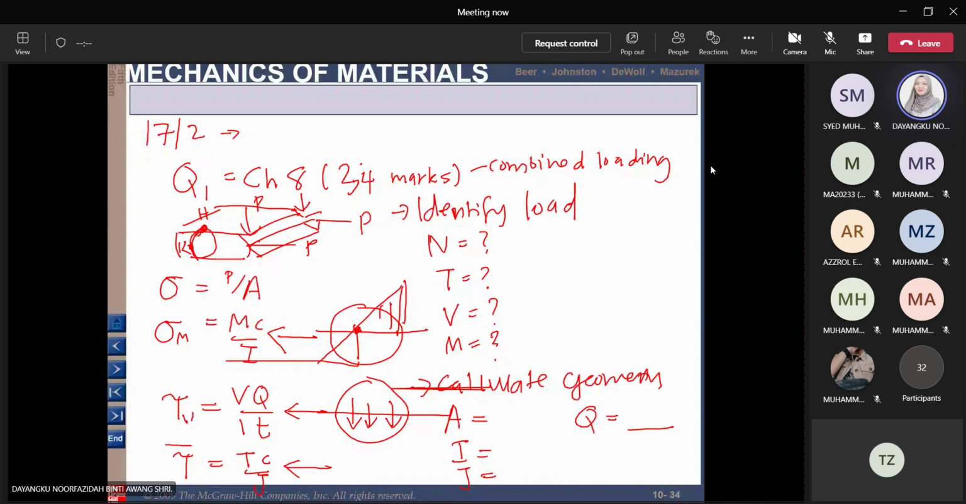Okay, so you can identify this, and then you need to proceed with the principal stresses. You can use any method, either Mohr's circle or the equation. But if you want to use the equation, make sure that you memorize it, because it is no longer given in the question. So that's the minimum. So that is for question 1.